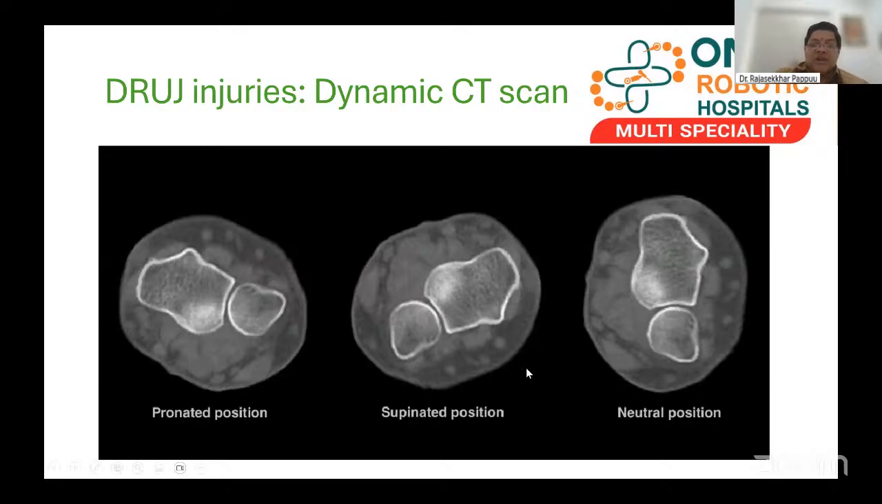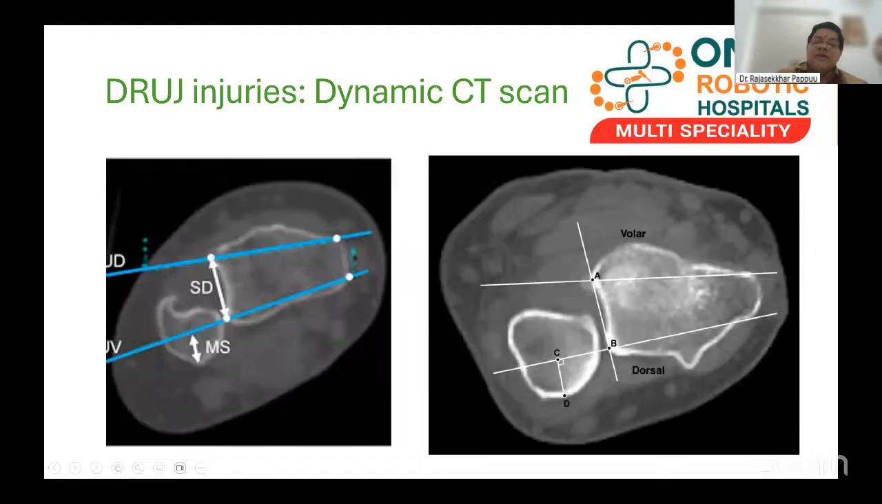Normally, whenever you do movements, the ulnar head should always be congruent with the radius, the distal radioulnar joint. But in abnormality, what happens if you see these left side and right side images? While making movements, the ulna might get subluxed or dislocated from the radioulnar joint. That is clearly seen when you do these pronation and supination movements. That's where your dynamic CT scan will help.